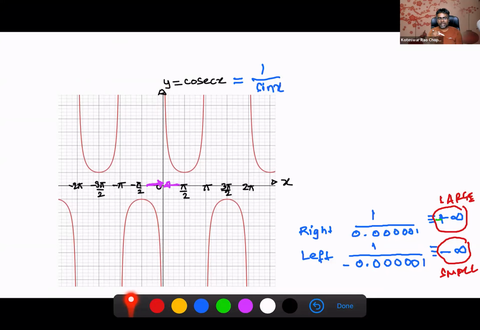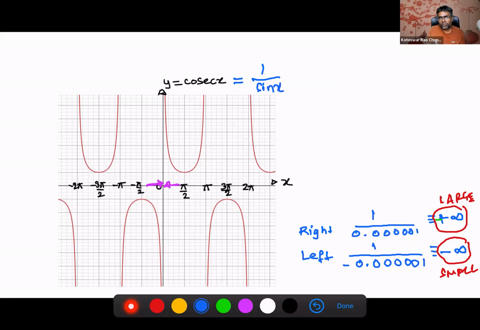Now, the same thing keeps happening wherever your sin x is zero. Wherever sin x is zero, the same pattern repeats on the right side and on the left side. Wherever your sine value is positive, you'll get plus infinity. Wherever your sine value is negative, you'll get minus infinity. The same thing happens around pi.